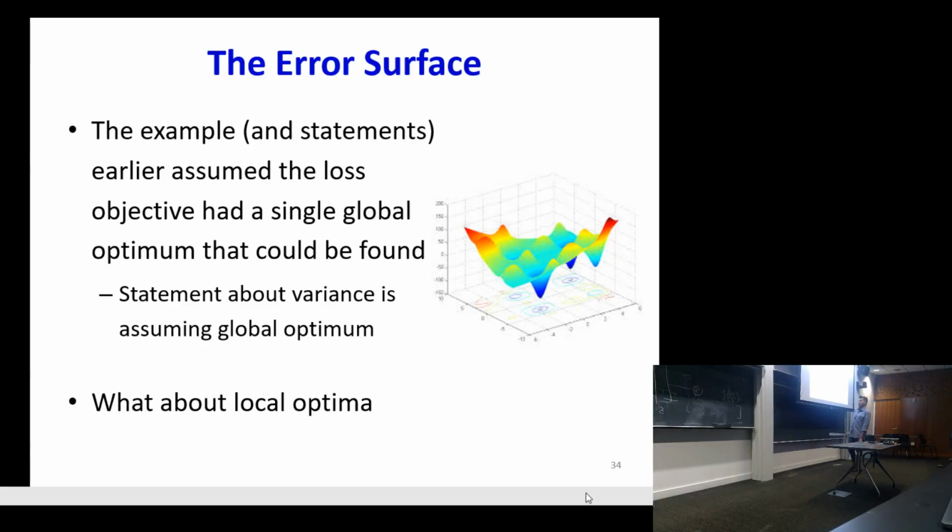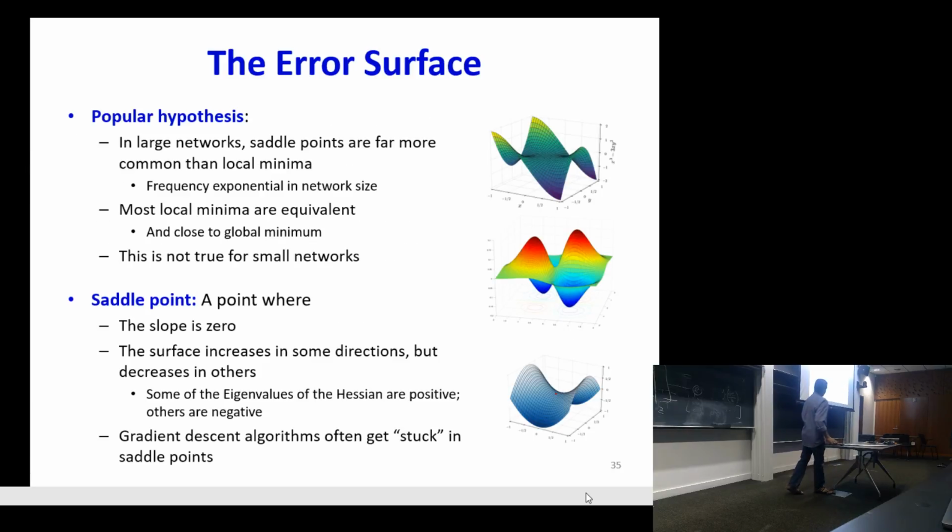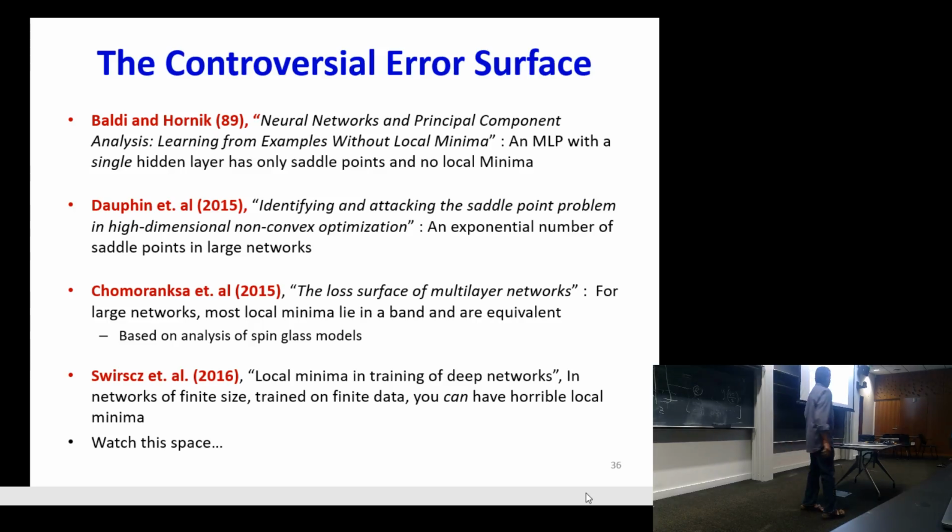And so, if you actually go through this literature on error surfaces, it turns out to be quite controversial. There are various papers on the topic. Baldi and Hornik in 1989 say that an MLP with a single hidden layer has only saddle points and no local minima. Others say that there are an exponential number of saddle points in large networks. Others say that for large networks, most local minima lie in a band and are in fact equivalent. And these guys say that in networks of finite size, finite data can have horrible local minima. I'm not really sure what the final conclusion is. It's all over the place.